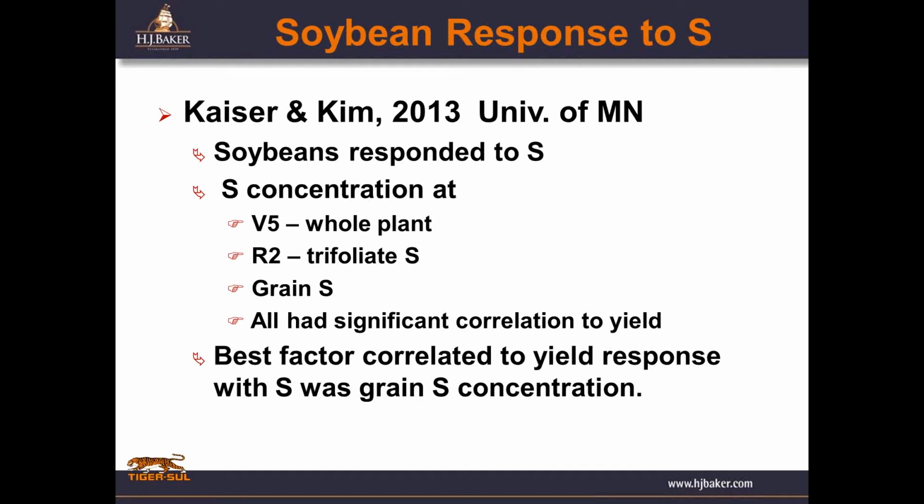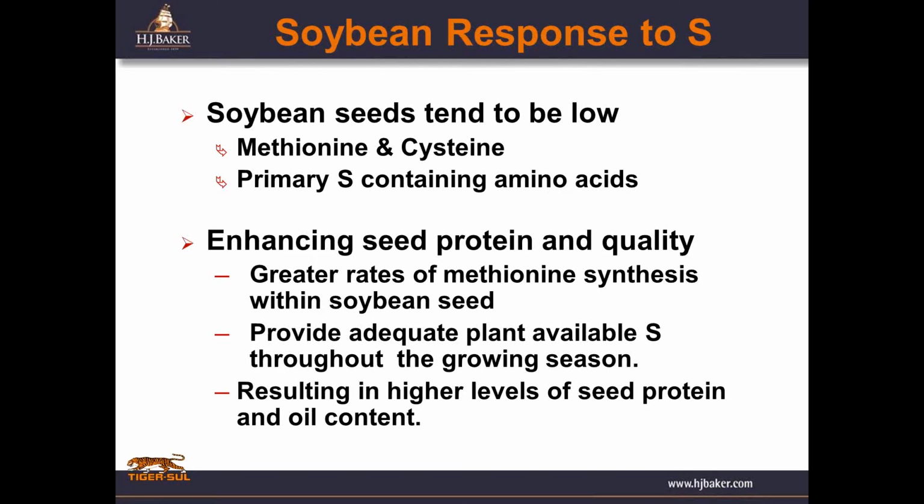Interestingly enough, soybean seeds tend to be low in methionine and cysteine, which are your two primary sulfur-containing amino acids, and this is naturally occurring. So to enhance seed protein and quality, we have to have greater rates of methionine synthesis within that seed. In order to increase that synthesis, we have to provide adequate plant available sulfur throughout the growing season, resulting in higher levels of seed protein and oil content taking place.